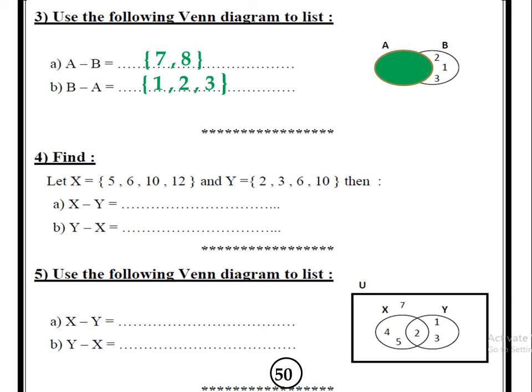Question number 4, they are asking you to find: let X have the elements 5, 6, 10, and 12, and set Y, 2, 3, 6, and 10. Then X minus Y. I'm going to cross away the common elements, 6 and 10. X minus Y, so I'm going to cover the set Y, so what's left is 5 and 12. After that, Y minus X, so I'm going to cover the set X, so what's left in Y is 2 and 3.